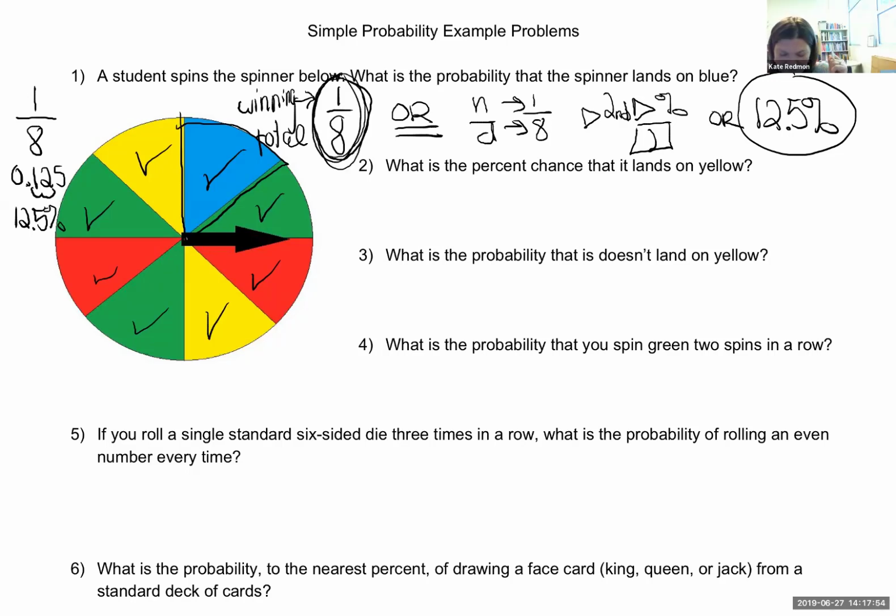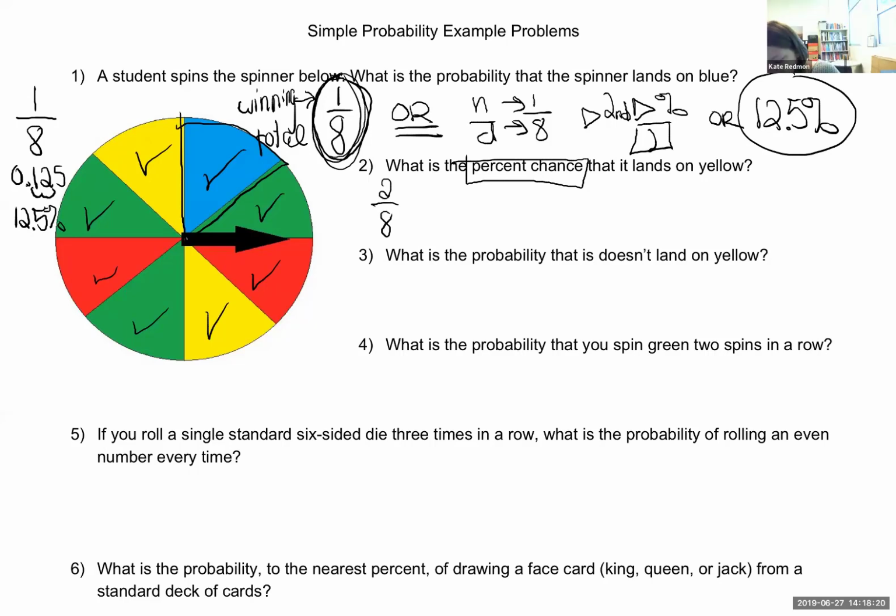Yep. So let's look at number 2. Number 2 says, what is the percent chance that it lands on yellow? So I've given you a clue here that I do want my answer in a specific format. This time I've asked you for percent chance that it lands on yellow. So we will convert our final answer into a percent, but it's going to be pretty simple here. Let's take a look. So how many of these spaces are yellow? It's 2 out of 8 or 1/4.